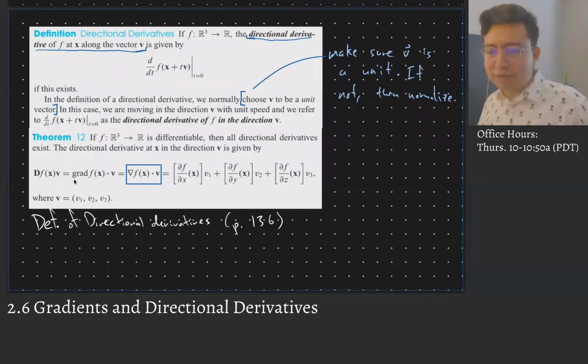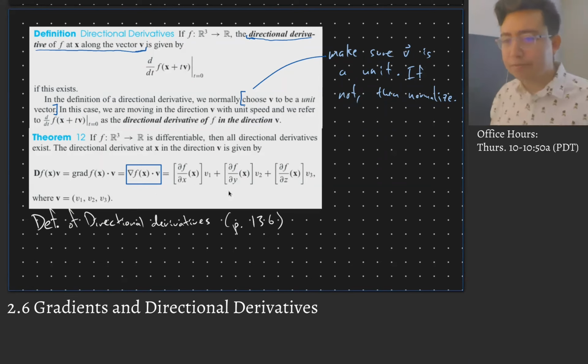Sometimes they use this notation for a gradient. I don't like it as much. It takes up too much space. And this here is exactly the same thing, but spelled out. If you have the components for V, and then the partials here, that's exactly the components of the gradient. So this is exactly what the dot product is. This is just spelling out the dot product here. Okay.